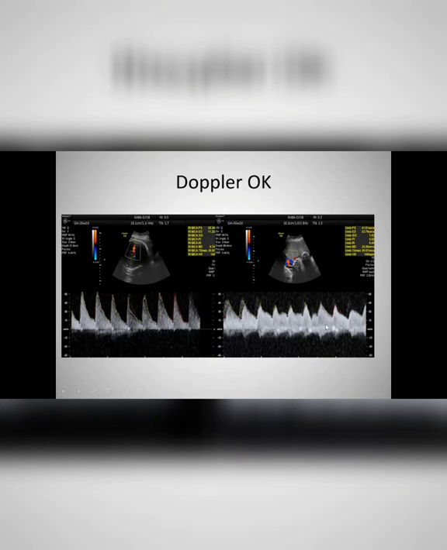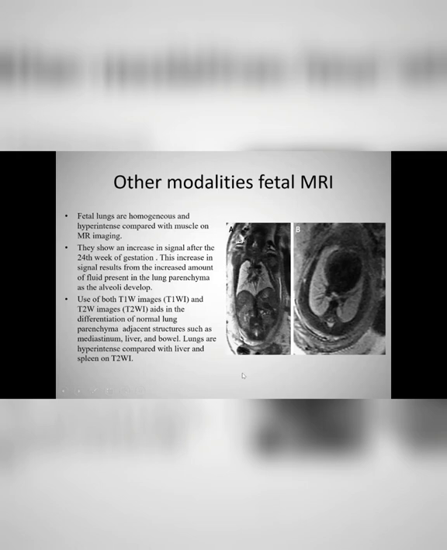Although there is a notch here, and some articles comment on the notch in the umbilical artery, the RI and PI are good and normal. And this is the middle cerebral artery Doppler, normal of course. Okay, if there are other modalities, yes, fetal MRI can also be done.